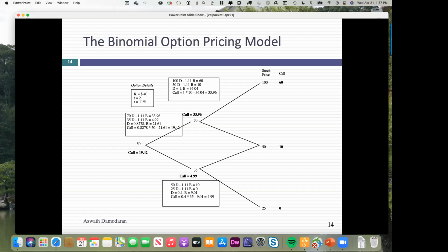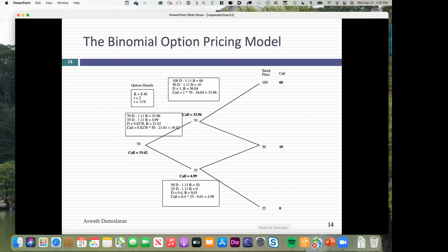Let me pause right there. If you exercise this option right now, you could buy the shares at 40, sell it at 50, you'd make $10, right? But if you let it ride, you have 2 more periods. Let's look at what will happen.